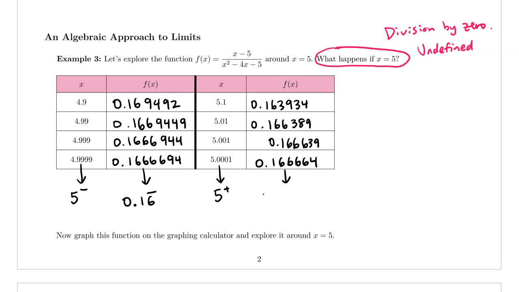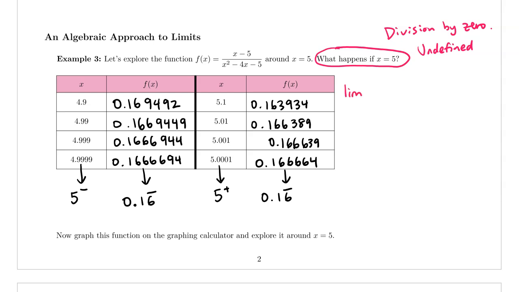And if you can't see that pattern, what you can do is you can go ahead and plug in more numbers into your x values. So you could plug in 4.99999, etc., and see that these are the y values that are being approached. But could we have done this without a table? And the answer is yes. I'm going to explore this kind of like we did in the first example of this video.